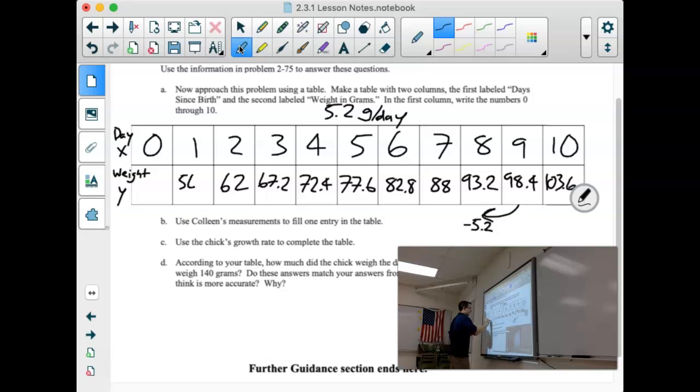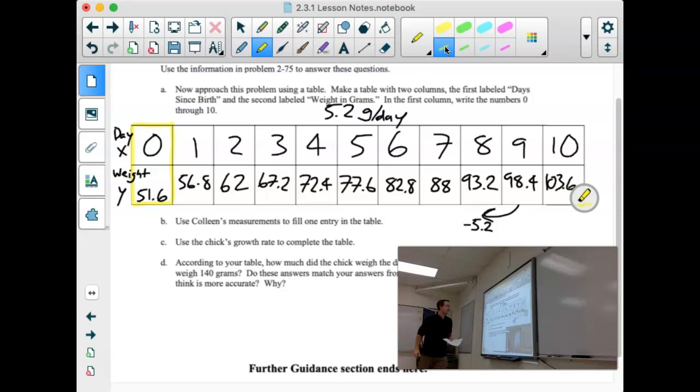Day number 1 has 56.8, and then for day 0 we have 51.6. So according to our table here, how much did this chick weigh when it was hatched? Well, we know from all of our time talking about algebra tiles and tile patterns that at day 0, our x is equal to 0, that's our initial value.